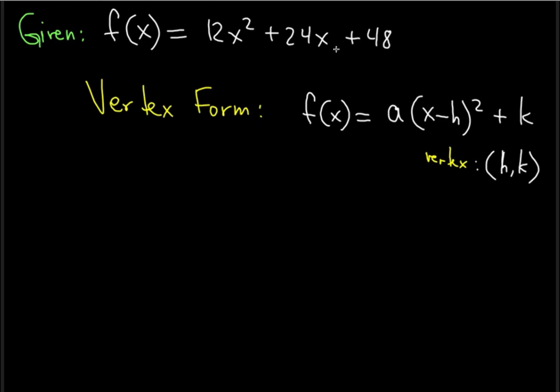We're given a function in standard form, 12x squared plus 24x plus 48. We would like to convert the standard form of the function into the vertex form of the function presentation. So how do we do that?